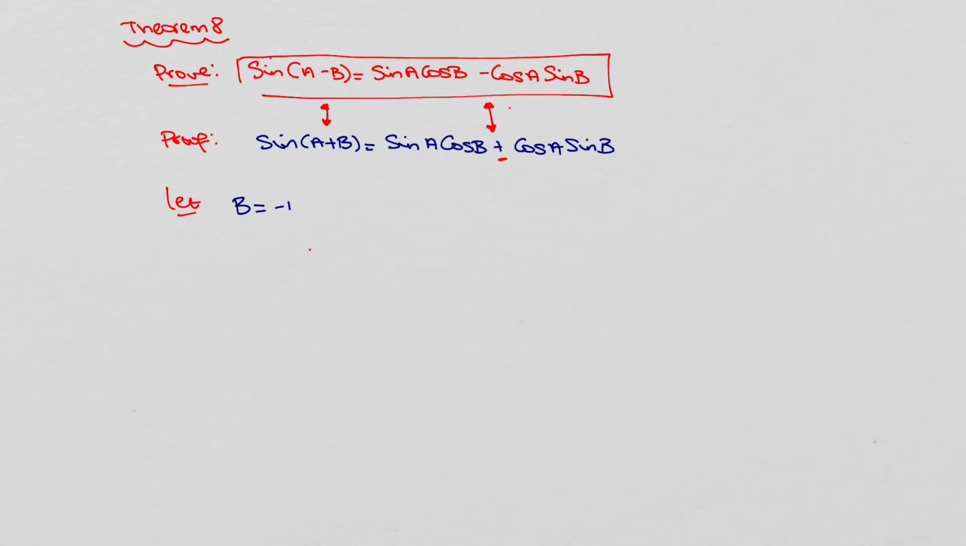So B, and I'm going to replace it with minus B, because it is the B that has the negative sign here on the left-hand side. So therefore, that's going to become sine of A minus B is equal to sine A cos of minus B plus cos A sine of minus B.